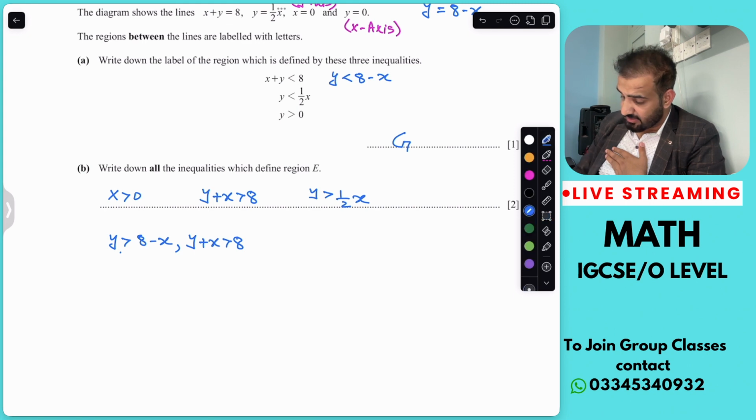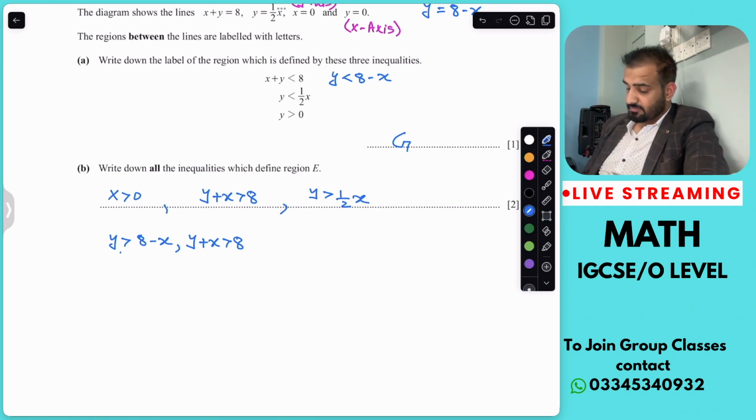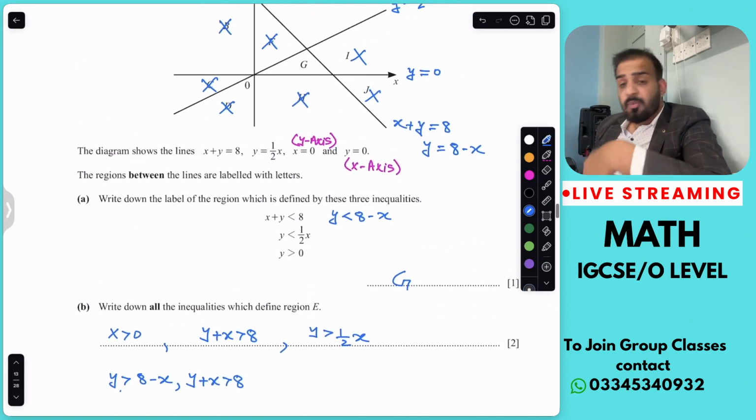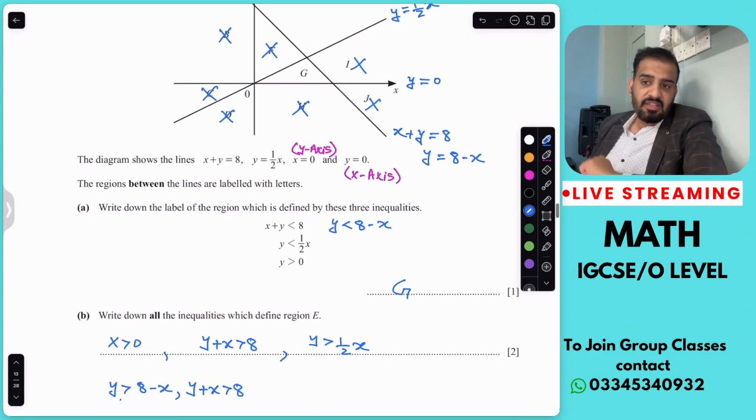These are the three inequalities. x is greater than 0. y is greater than 1 over 2x. And x plus y is greater than 8. These are all the inequalities to represent the region. You can also try some other region for your own practice. Okay.